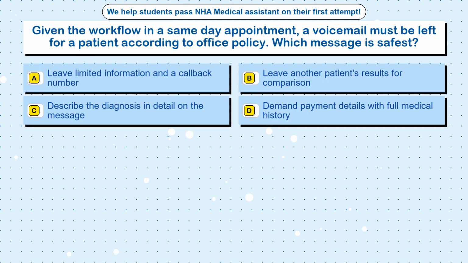Given the workflow in a same-day appointment, a voicemail must be left for a patient according to office policy. Which message is safest? Option A. Leave limited information and a callback number. Option B. Leave another patient's results for comparison. Option C. Describe the diagnosis in detail on the message. Option D. Demand payment details with full medical history.